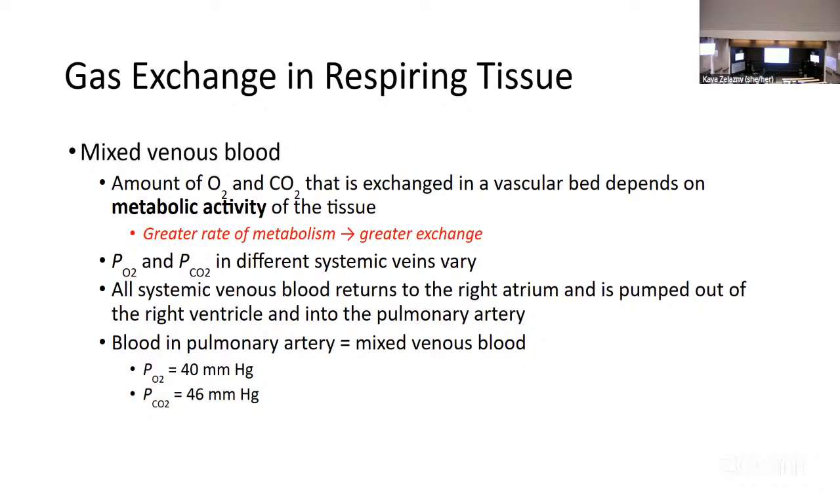And ideally, we're just replacing all the oxygen that you used and removing all the excess carbon dioxide that you produced. So in any given named vein, you might see slightly different numbers, but by the time you get back to the right atrium and the right ventricle and then head out to the lungs and the pulmonary arteries, these are the values we'd expect to see.